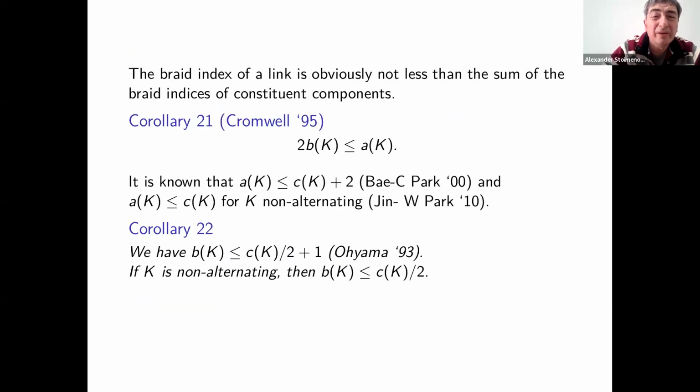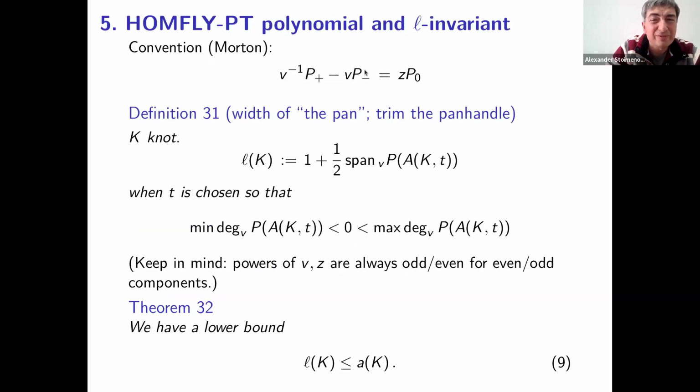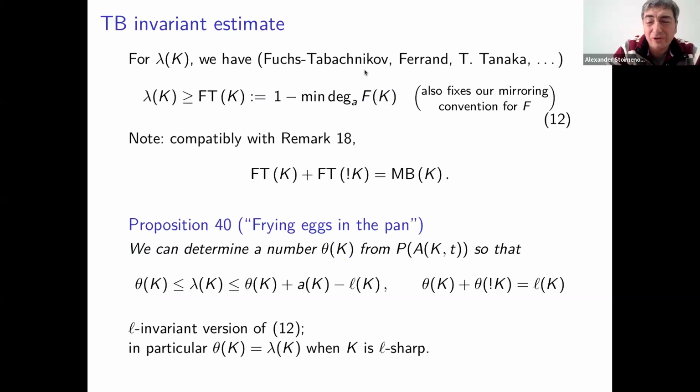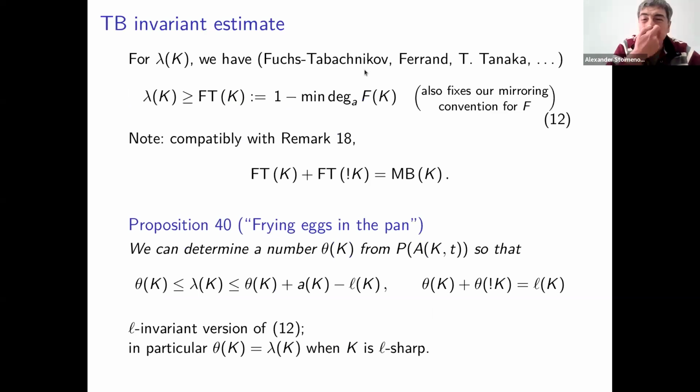If you go back to this property, and to this property, this mirroring property is true also for the bounds, for the FT bound. So when you sum it with its mirror image, you get the bound for the arc index.